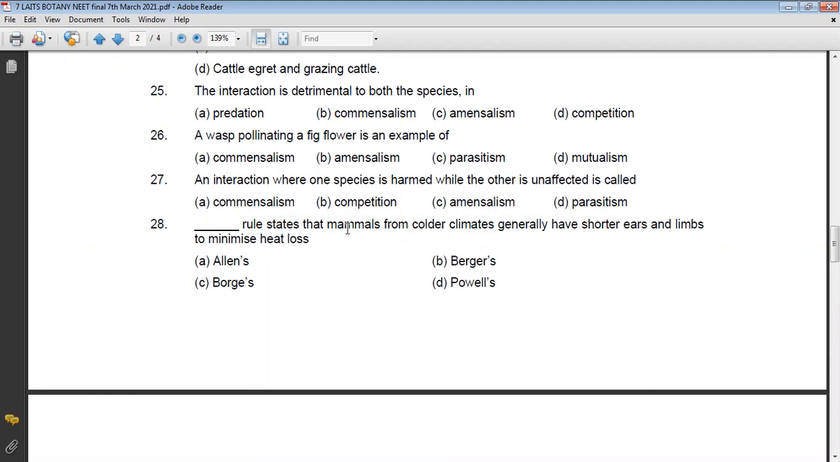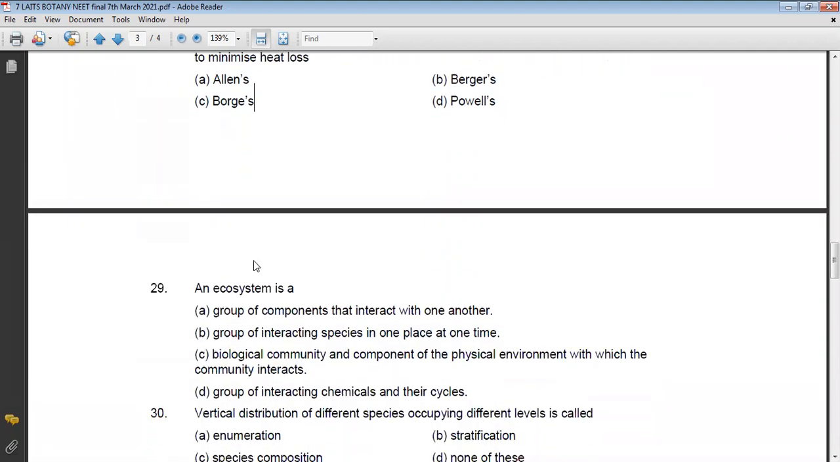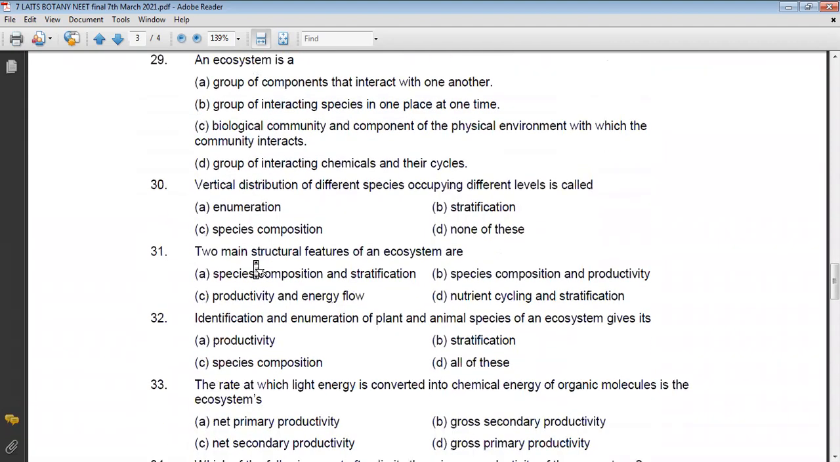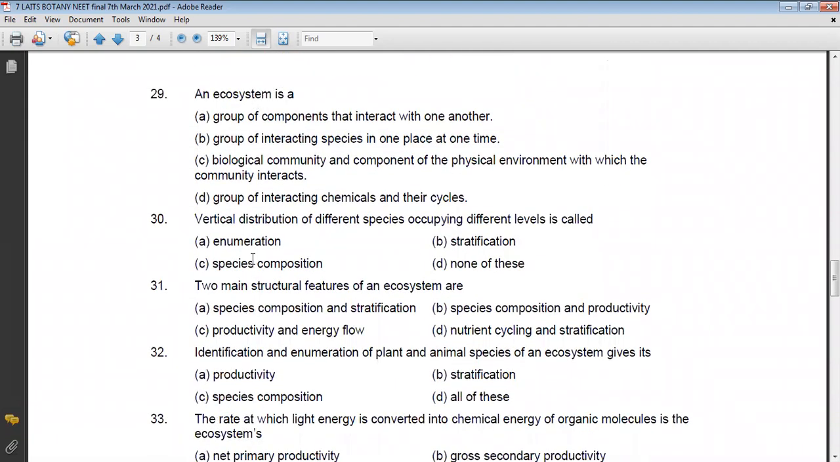This rule states that mammals from colder climates generally have shorter ears and limbs to minimize heat loss. So the answer is Allen's rule. According to Allen's rule, mammals from colder climates generally have shorter ears and limbs or extremities. Allen's rule.